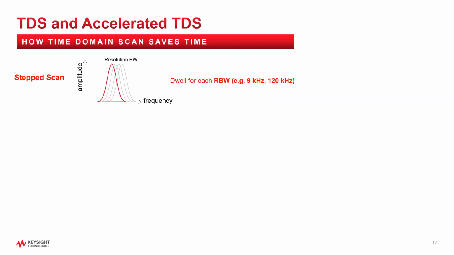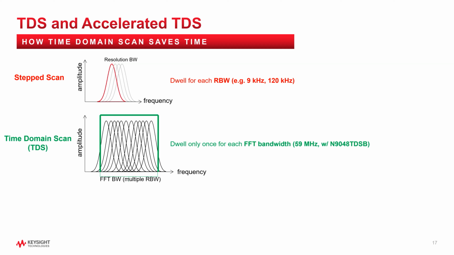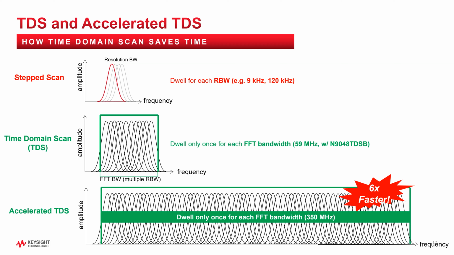Now, with what we call time domain scans, rather than just having one filter, we have multiple filters measuring at the same time. This gives us more of a bandwidth of measurement rather than a frequency of measurement. So you can measure instantaneously for our TDS scans at 59 megahertz bandwidth. Now, if you think about that, if you were to dwell at 1 second, it takes chunks out of these measurements, even if it's a big bandwidth. Now, we have another technology called accelerated time domain scans. This has much more bandwidth. It is about 6 times the bandwidth of that, which means it would be 6 times faster.